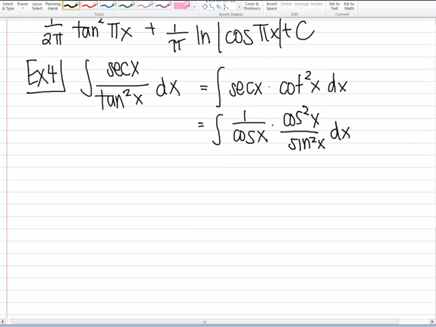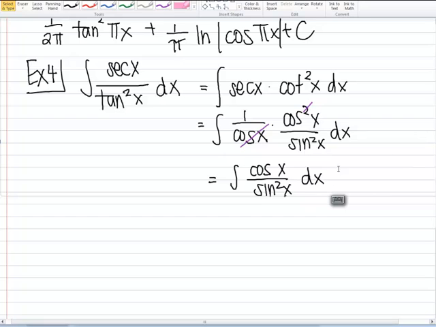This can actually get rewritten as what? Let's see. Cancel out a cosine, so we have cosine x over sine squared x dx, and some of you may see that u could equal sine x, so du will equal cosine x dx. So that is an option. I just want to show you one other way to do this, just to give you a variety of different ways to do these.